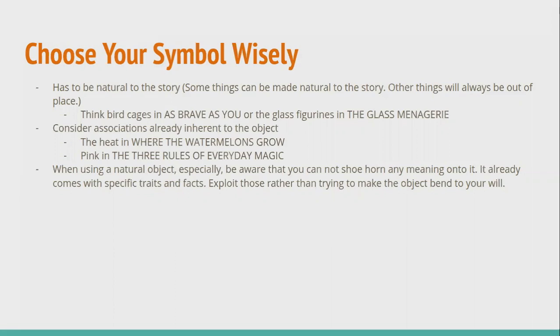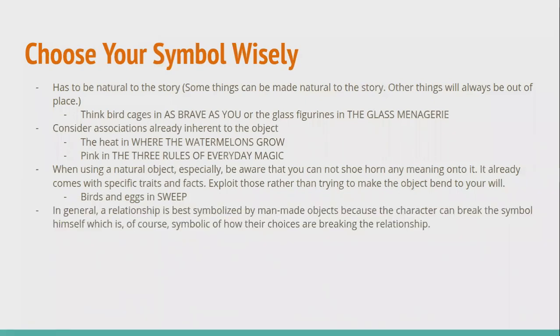He exploited a bird's protective instinct over its eggs for the symbol instead of just trying to shoehorn something else onto birds. In general, a relationship is best symbolized by man-made objects because then the character can break it himself instead of nature breaking it, which of course is symbolic of how the character's choices are breaking the relationship. And of course we have the gun in As Brave as You, and that really powerful scene where the grandpa takes apart the whole gun and has it on the table and he's just crying, and grandma comes in and throws the whole thing in the trash. And it's so powerful because he's taken the gun apart himself and not put it back together.